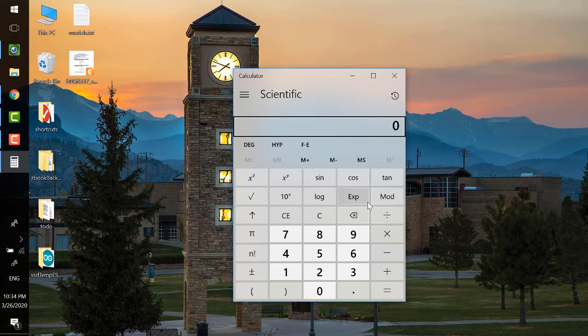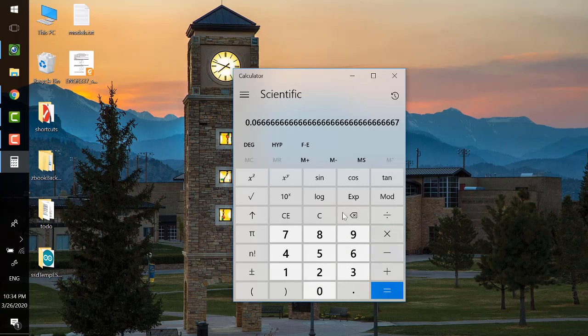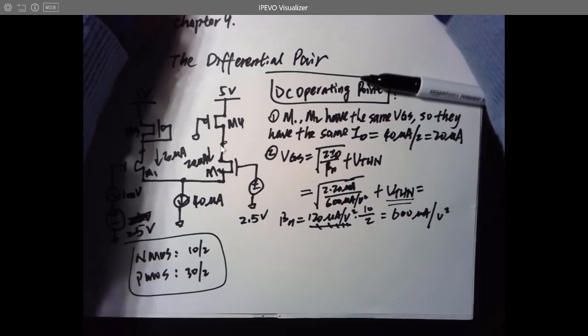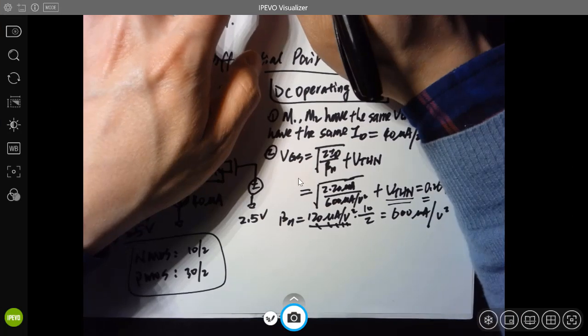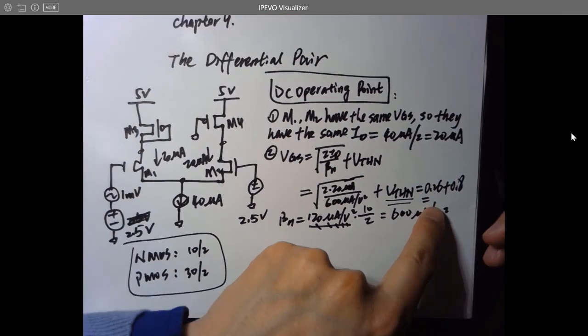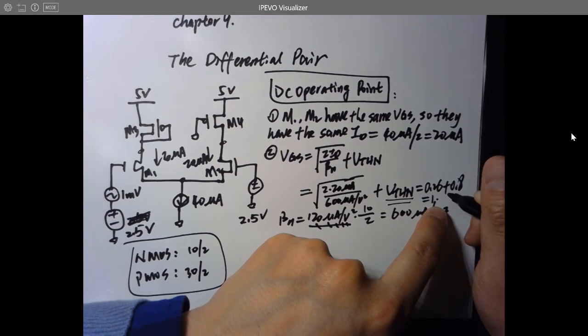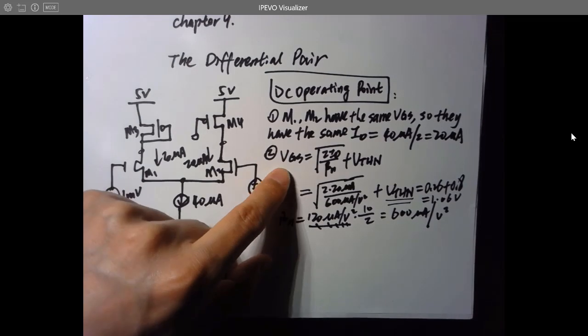So that's 40 over 600 and square. So 0.26. It's going to be 0.26 plus 0.8, which is something around 1.06 volts. Okay, so that's VGS.